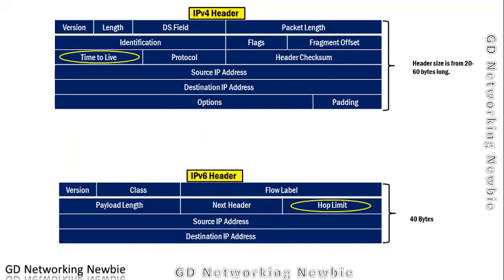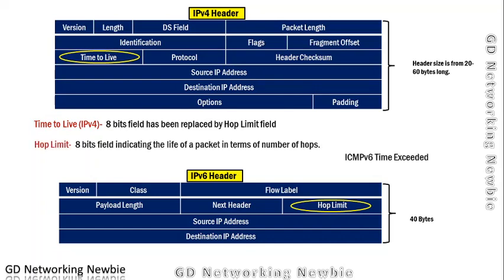And then is the time to live. So the time to live field has been replaced by the hop limit field. So they are the same. So time to live and hop limit, what do they indicate? Time to live is in terms of time, and in the case of hop limit it means how many jumps, or how many routers in between source and destination, a packet is allowed to live.